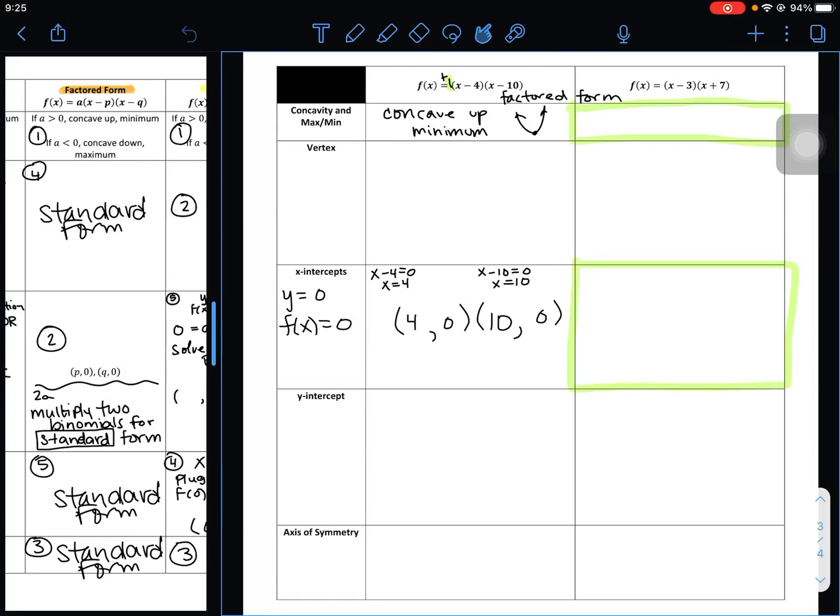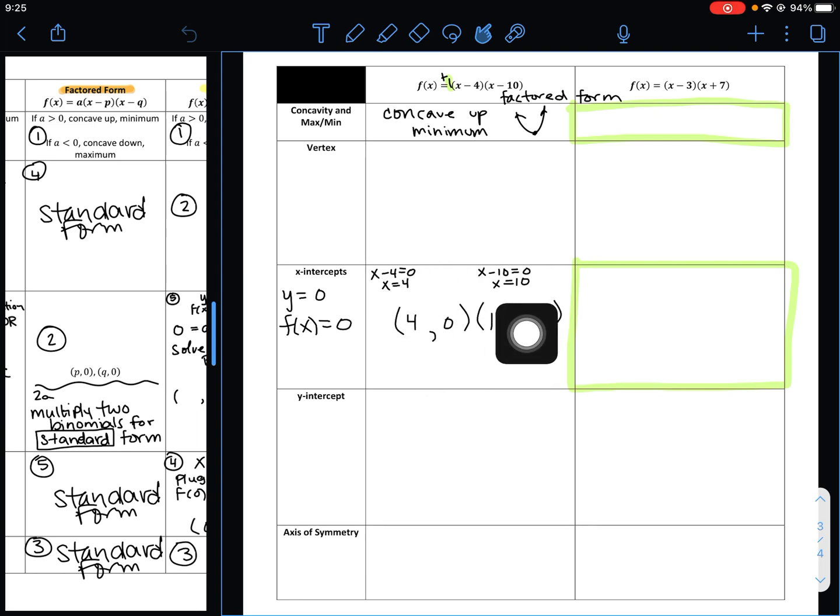Now we're going to do the same thing we did for vertex form and standard form, starting out in factored form. We're going to determine all the key features from factored form. Recall that the ones directly obtainable from the function are concavity. The function we're looking at here is f of x equals x minus 4 times x minus 10. A is positive, so we're concave up with a minimum, and we were able to determine our x-intercepts, (4, 0) and (10, 0).